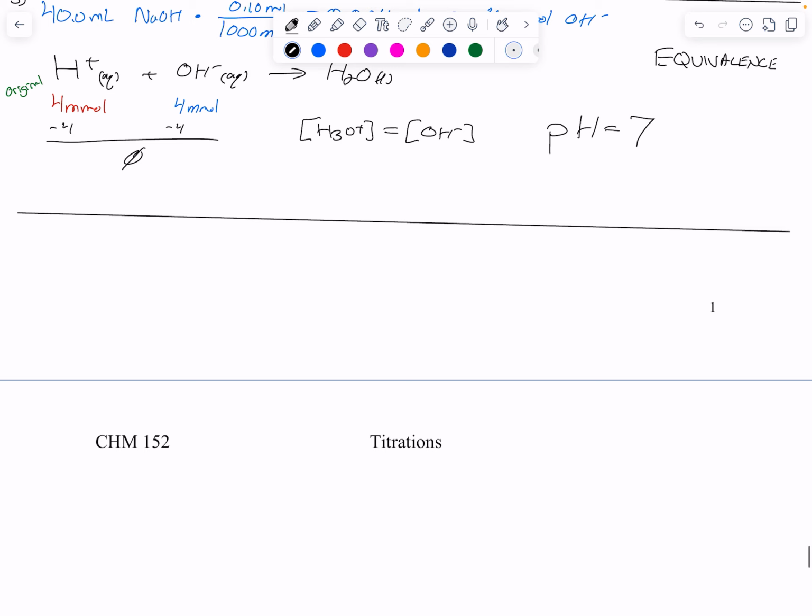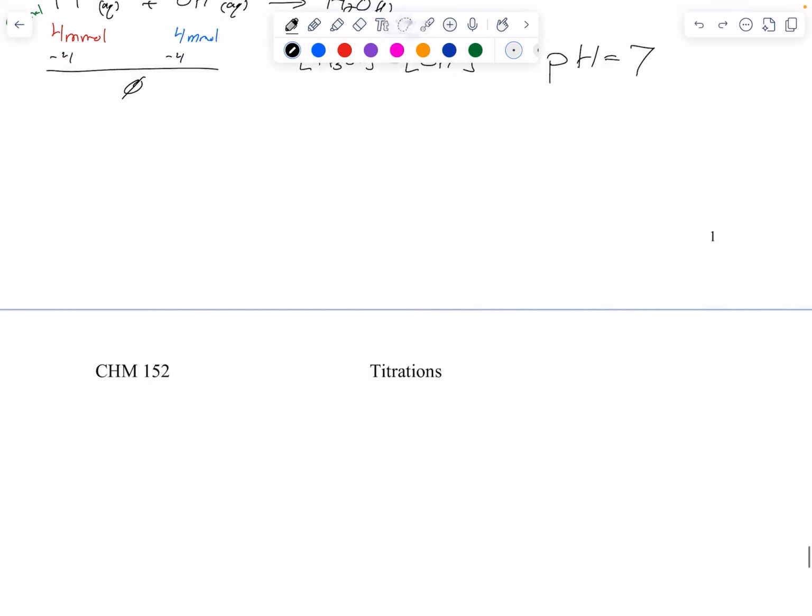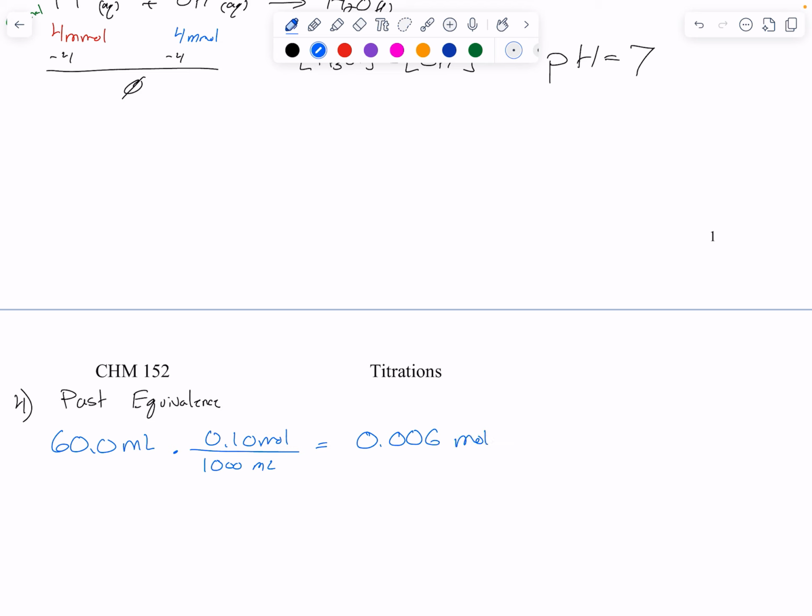And we're just going to do that. We're going down to 4 here, which is past equivalence. And it's 60 milliliters this time, right? We have 60 milliliters of sodium hydroxide. So we have 6 millimoles of hydroxide.